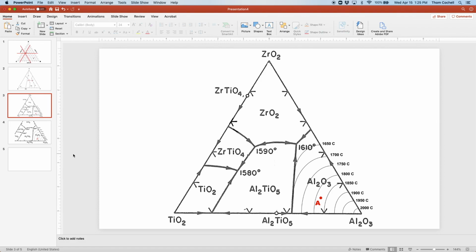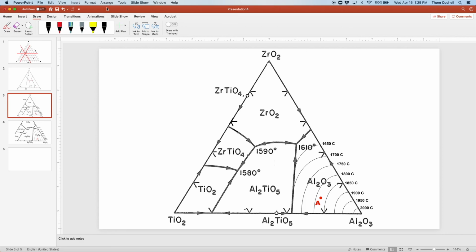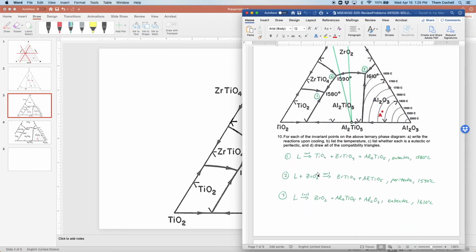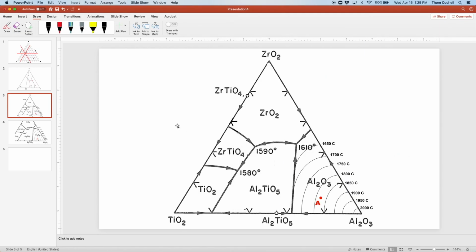And I've got the diagram up here. So we know that we have, for the paratectic, we know that we have, let me go back real quick. We know that we have this reaction. We know that those are our solid.